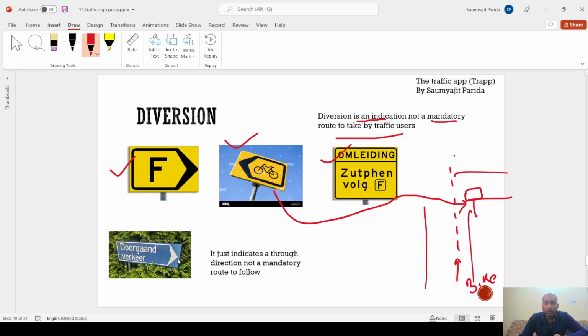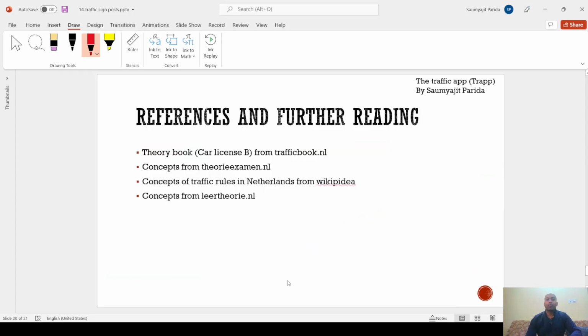And this symbol was in the exam actually. This question was asked in the practical exam. It just indicates a through direction, not a mandatory route to be followed. Okay. With this, we have come to an end.